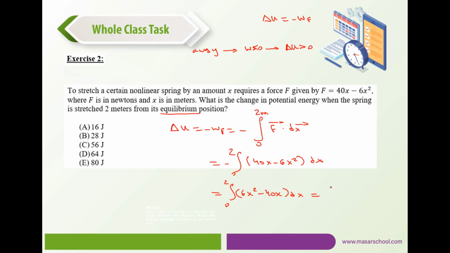That would be 6x cubed divided by 3 minus 40x squared divided by 2, from 0 to 2. We can even simplify it more. That would be 2x cubed minus 20x squared computed between 0 and 2.